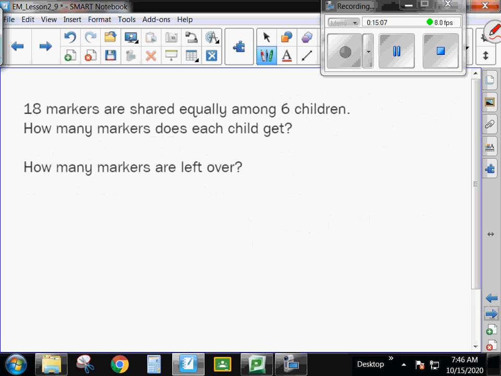All right, this one: there are 18 markers shared equally among 6 children. How many markers does each child get? So let's look at what I know. I know there's 18 markers.